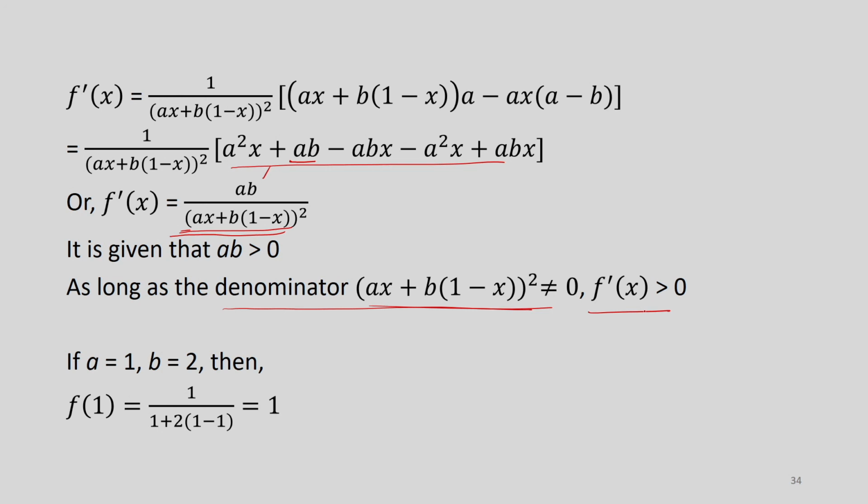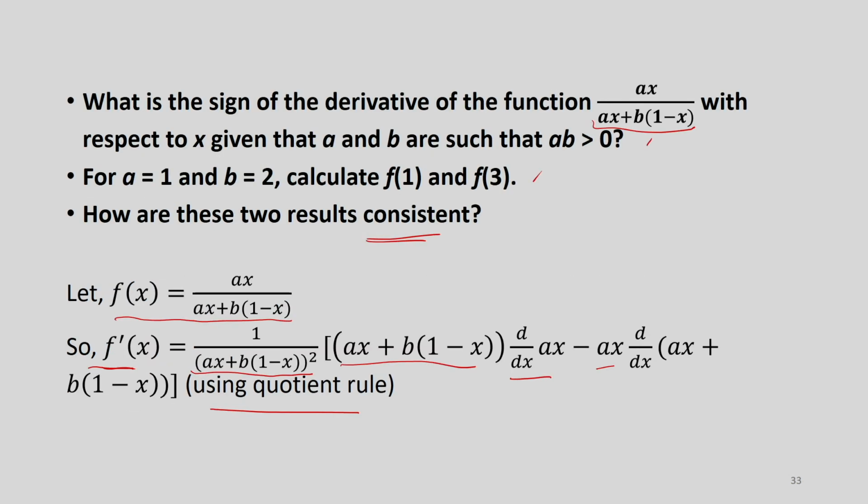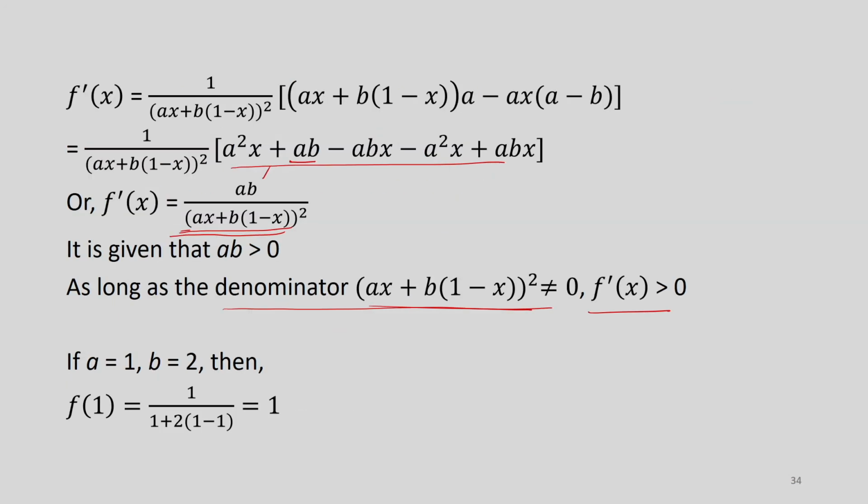Okay. So that is the answer to the first question, I think. The first question was, what is the sign of the derivative of the function as long as a b is greater than 0? As long as a b is greater than 0, the sign is positive, provided the denominator is not 0. The second part is, what is the value of the function f x at x equal to 1 and x equal to 3, if a is equal to 1 and b is equal to 2? If a is equal to 1 and b is equal to 2, what is the value of f of 1?